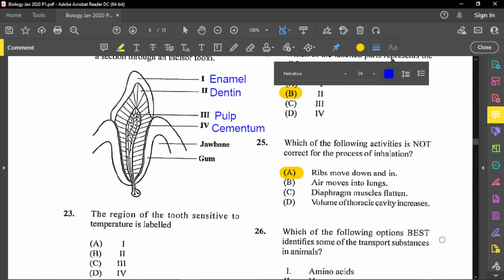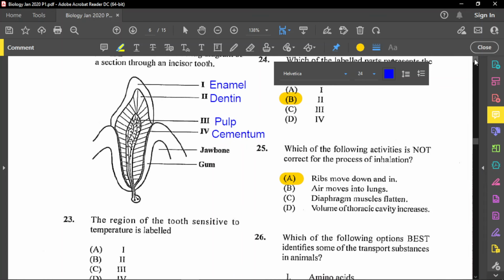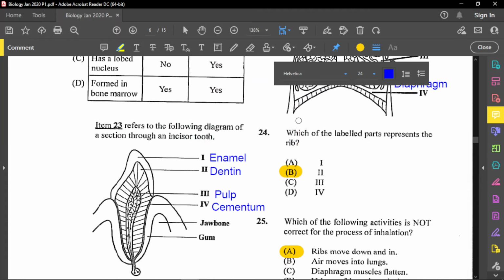All right, so let's go to 23 now. Again, I'm going across from this page. Let me see if I need to go up a little bit more. Yeah, so 23 is referring to this tooth. It refers to the following diagram of a section through the inside of a tooth.